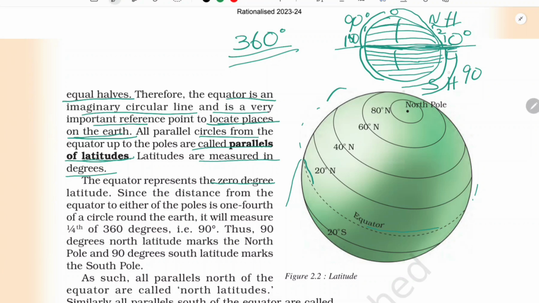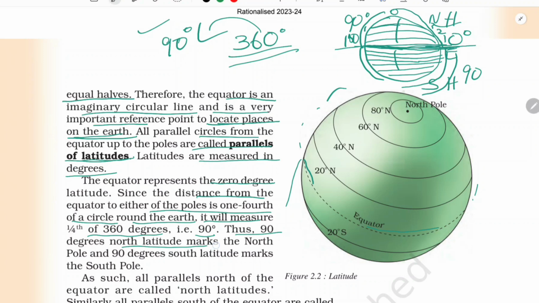So first here try to understand this concept what I have just told you. This is what they have written here. Since the distance from the equator to either of the poles is 1/4, see, 1/4 out of 360, if you take out 1/4 of 360, how much will it come? It will be 90 degree. 1/4 of a circle round on the earth, because the circle dimension is 360 degree, isn't it? So from there we have taken, and it will measure 1/4 of 360, that is 90 degree. I hope this concept is clear.